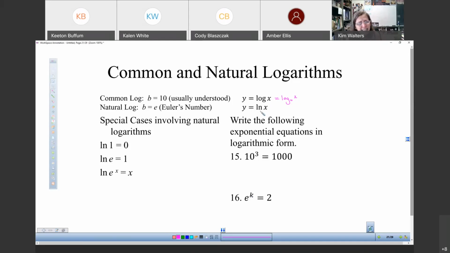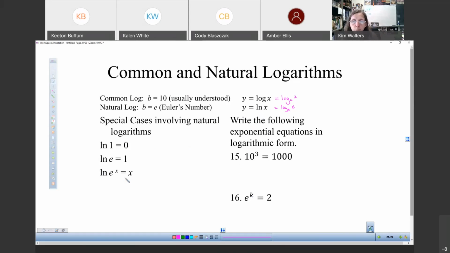The other one doesn't even look like a log. It looks like an ln, or on your calculator, it looks like an LN. And this technically is log base e of x. So the inverse of the natural exponential is the natural logarithm, okay? These are just two very special ones. Like I said, your calculator will actually do those.